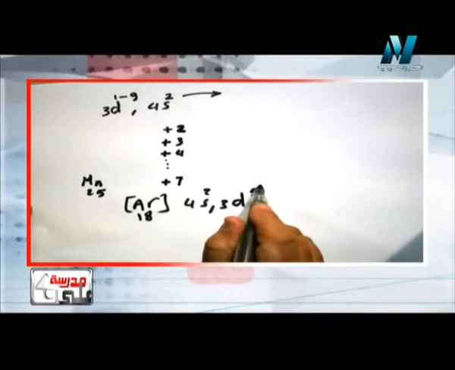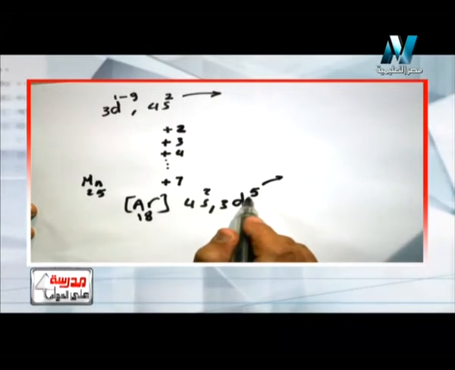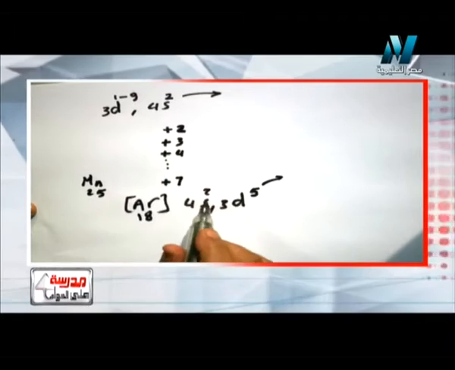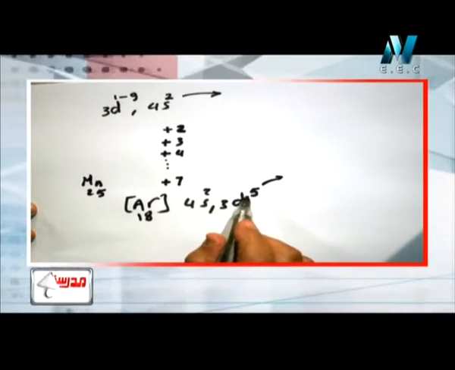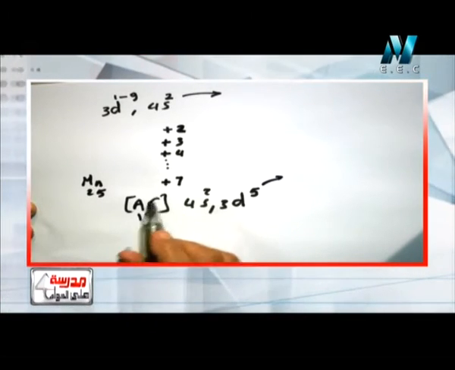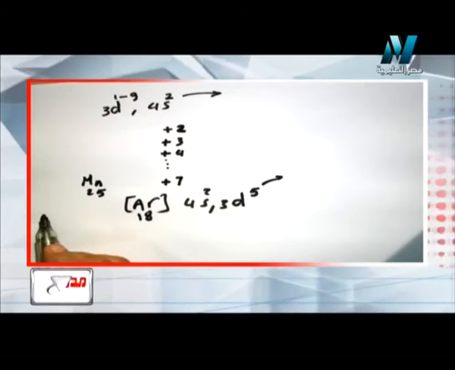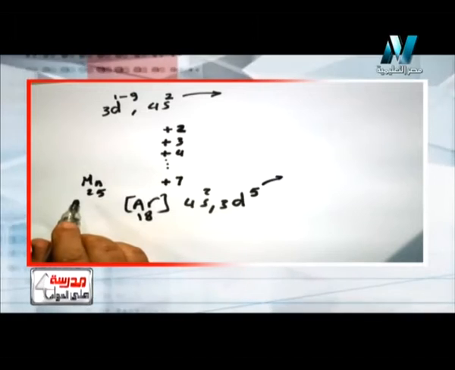And when it loses 1 from 3d, it will be valence 3 and valence 4, until it loses all electrons of 4s and 3d, it will be positive 7. So the oxidation number increases from scandium, from titanium as 2, until we reach manganese. Then the oxidation number decreases until we reach zinc, which has positive 2.